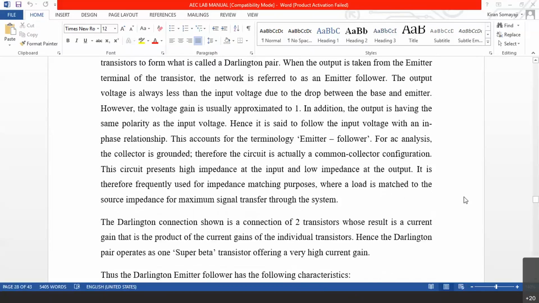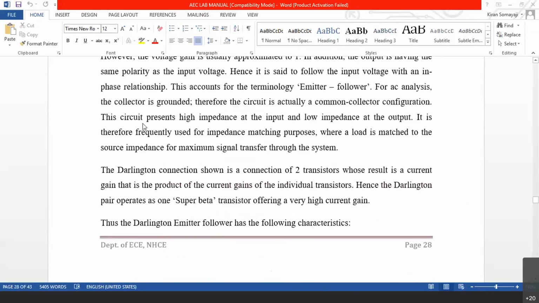For AC analysis, the collector is grounded, therefore the circuit is actually a common collector configuration. The collector is generally called AC ground there, because it is connected to the power supply. Power supply is always an AC ground. So this circuit represents high impedance at the input and low impedance at the output. It is therefore frequently used for impedance matching purposes.